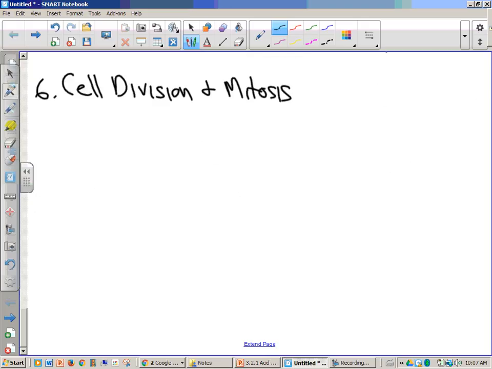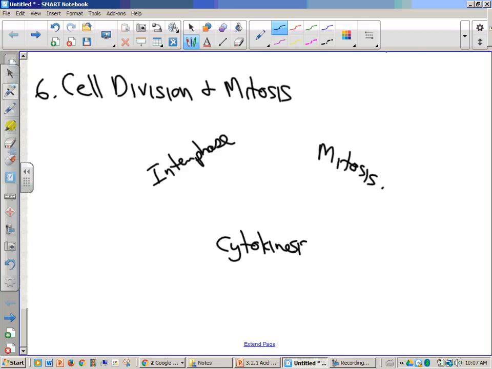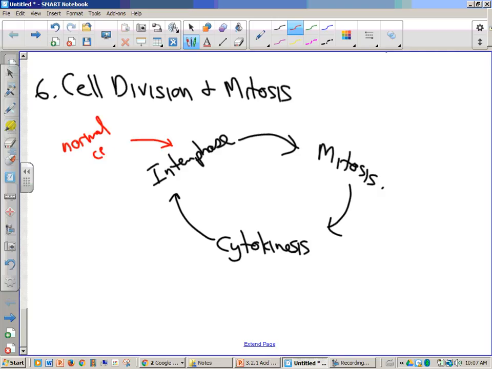And at this point, again, I had you take some notes on a sheet. I'm going to just kind of draw it here. We have something called interphase, and then we had mitosis, and then we had cytokinesis, and the cycle just kept going round and round and round. All right? Interphase, that is normal cell life. Cell just doing its thing. Normal cell life.